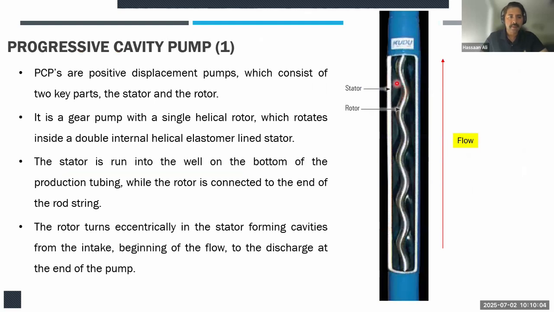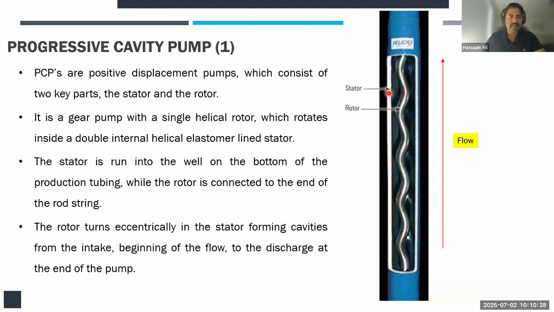Right. So the rotor actually rotates inside this stator, and the stator is made up of elastomer, and outside of the stator is a metal tube. This metal tube is bonded with the elastomer by a special adhesive to make sure that it can handle temperatures up to 120 degrees Celsius.